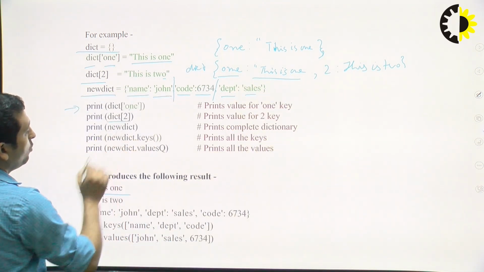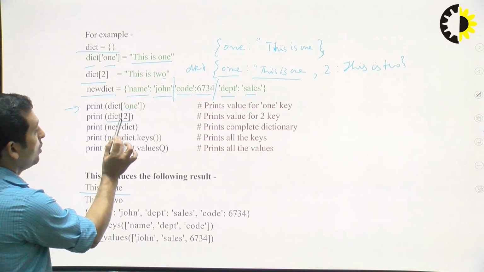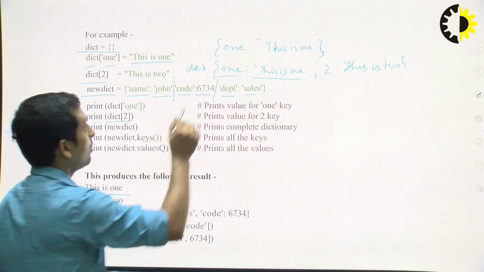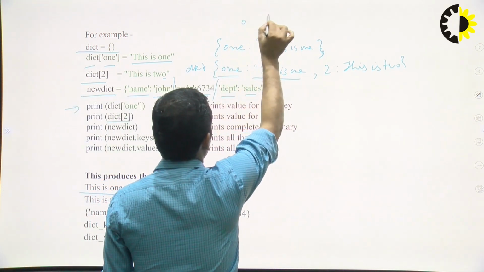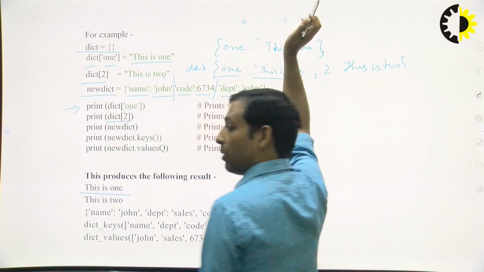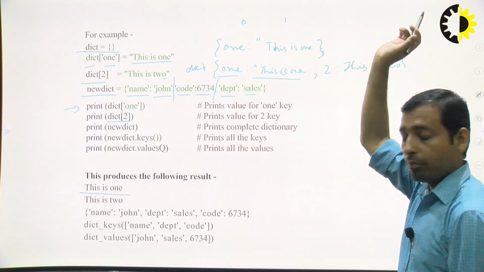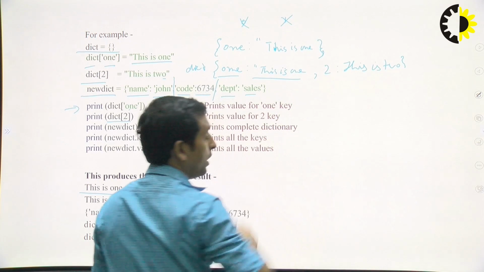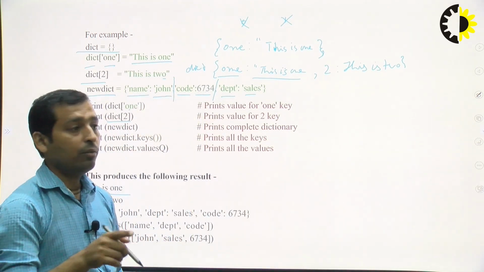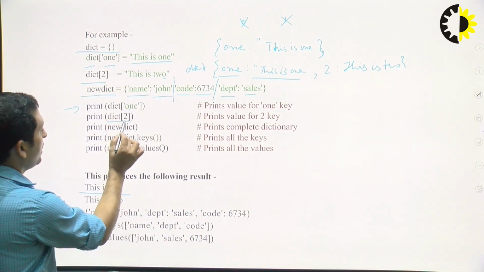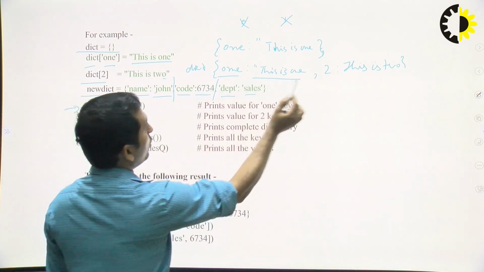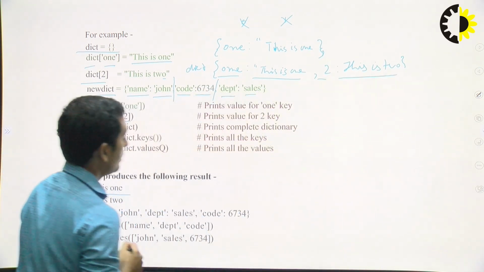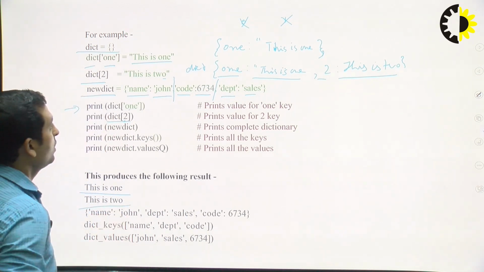Now print dict 2. This is a key, not an index, because a dictionary has no index, just like in tuple and list. This has key and value pairs, so this works as the key. The second, 2, is the key. The key is present here, so this will print the value for 2.